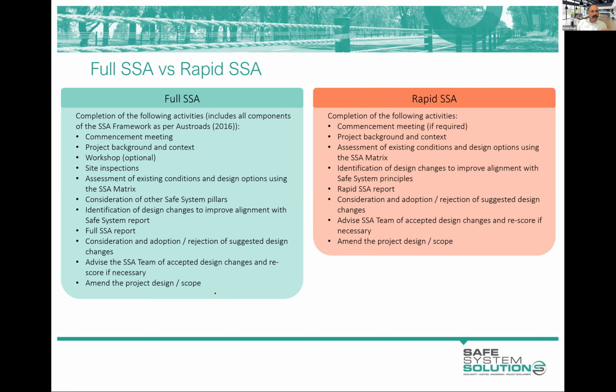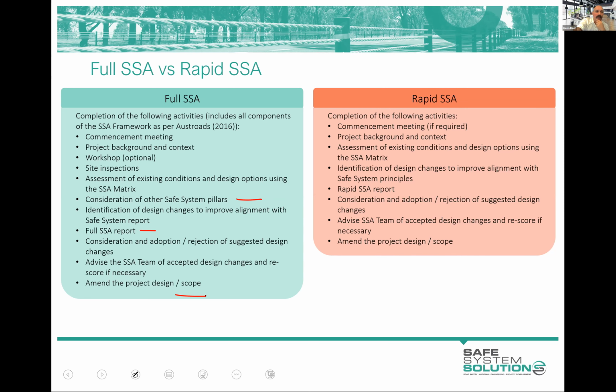You need to get out to the site. You need to look at the existing conditions and all the options. You look at all those other elements, those other pillars of the safe system. You recommend design changes. You do the full reporting, and then the client decides what they accept and what they don't, and they amend the design if possible.